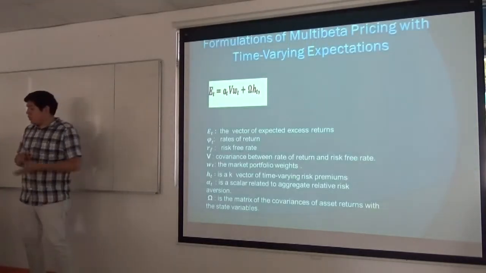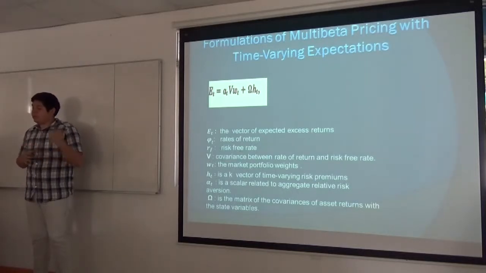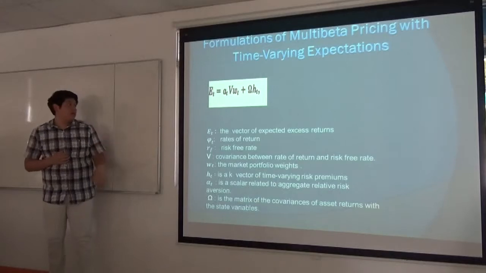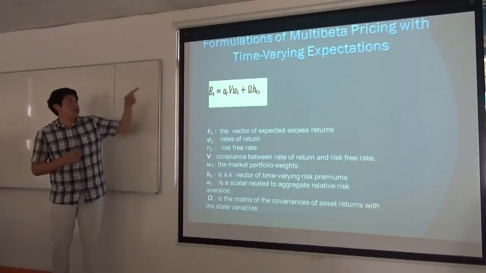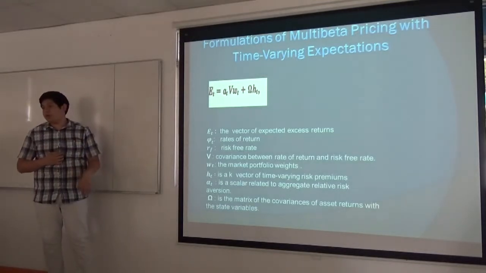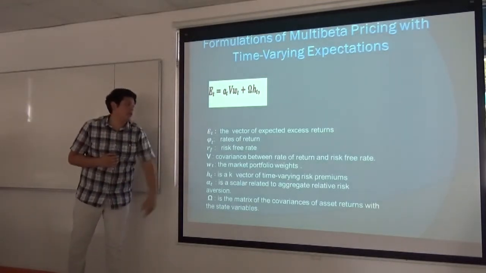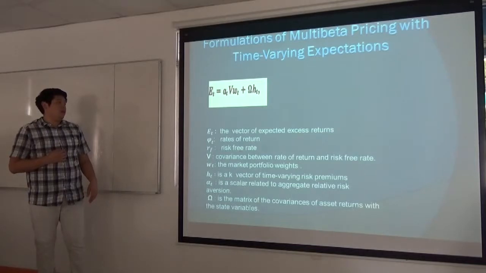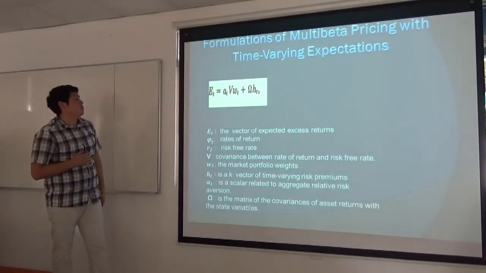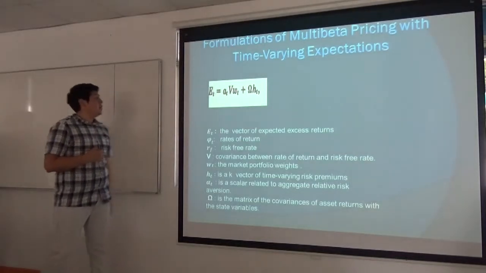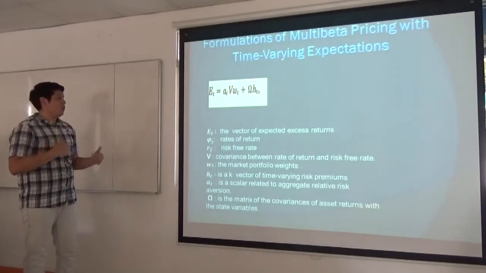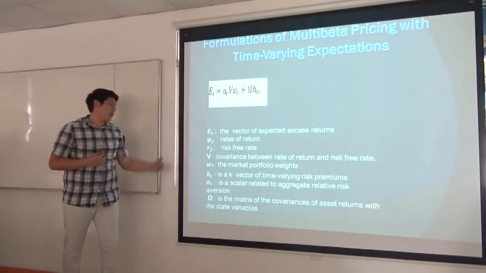The formulation of multivariate asset pricing with varying expectations. The focus of the paper is the following multivariate relation for assets which have expected excess returns. You can see in the following model where alpha t is the expected excess return, the difference between rates of return and the risk-free rate.